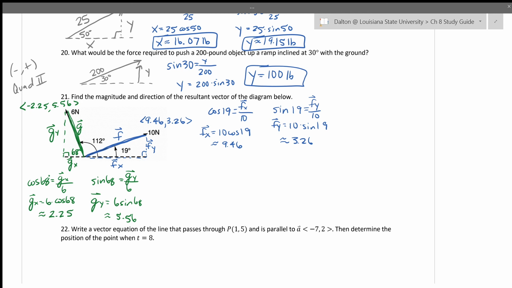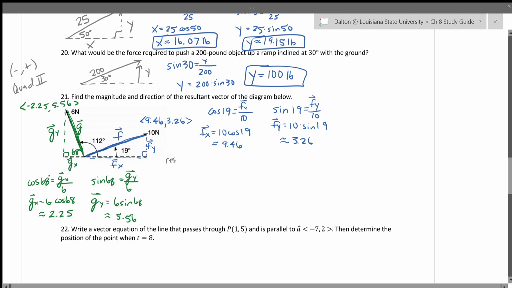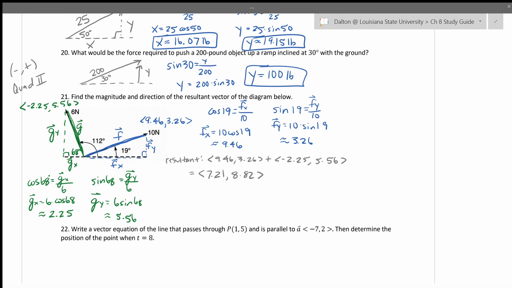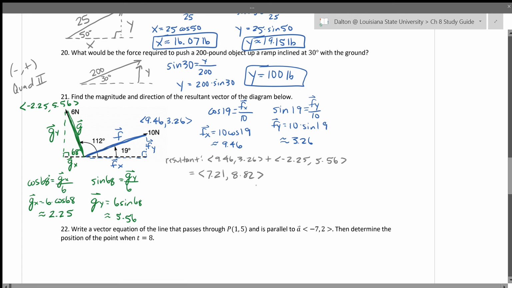The question is, what is the magnitude and direction of the resultant vector? Well, the resultant is found by adding these vectors. So we are literally going to add the blue vector, 9.46, comma 3.26, plus the green vector's components, negative 2.25 and 5.56. So when I add these, x with x and y with y, 9.46 plus negative 2.25 will be 7.21. Y with y, 3.26 plus 5.56 will be 8.82. Now, that's not my answer. That's the resultant vector. That's where it is located. When it says find the magnitude of that, we need to take the square root of its components squared.